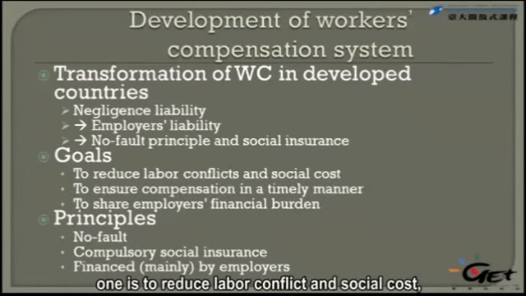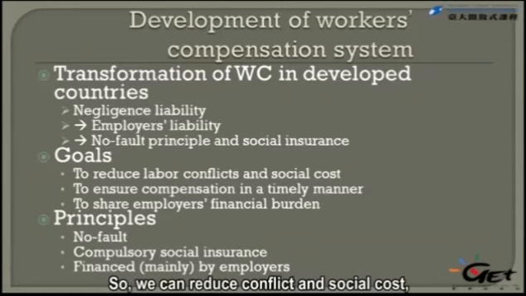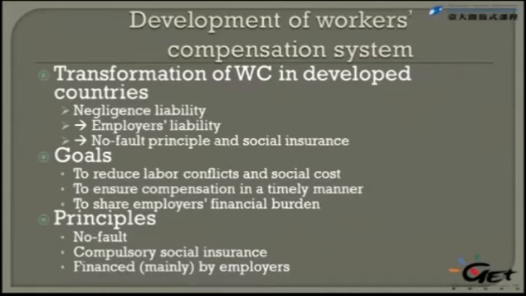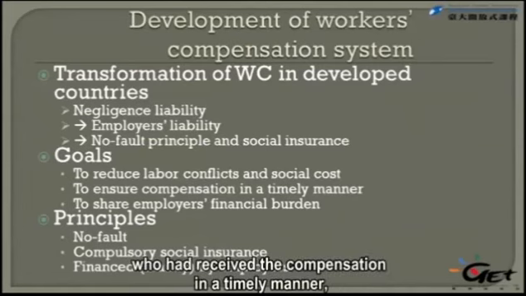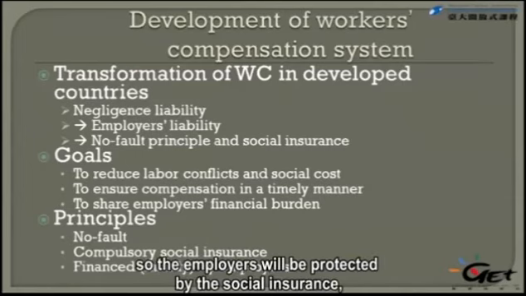One is to reduce labor conflict and social cost. Injured workers do not need to go to the court and sue the employer. So we can reduce conflict and social cost by introducing the worker compensation system. And second, to ensure workers can receive the compensation in a timely manner. And the third is to protect employers. So the employers will be protected by the social insurance.